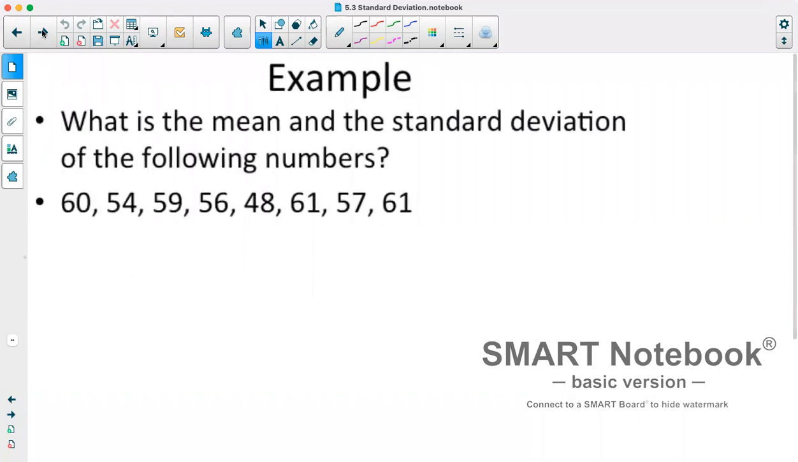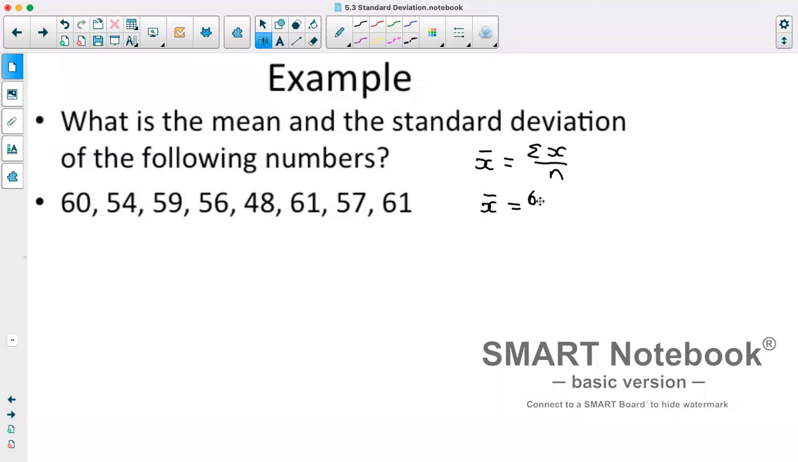Okay, so we will look at an example. What is the mean and standard deviation of the following numbers? We have 60, 54, 56, 48, 61, 57, and 61. So our first step will be to find our mean. So we know our mean is equal to the sum of our data points divided by n.